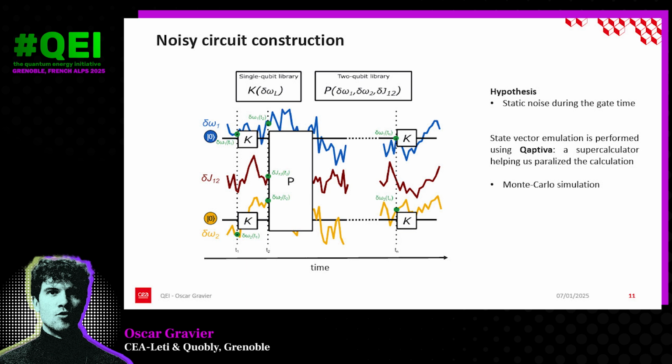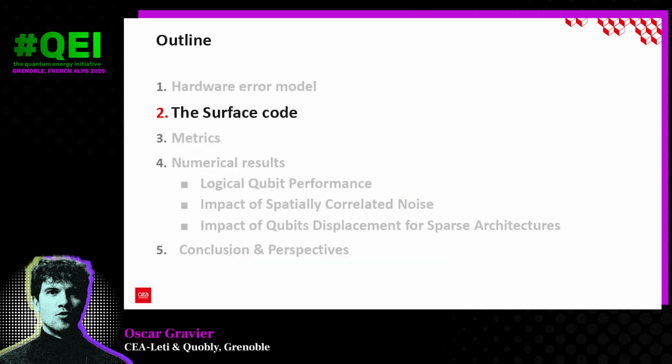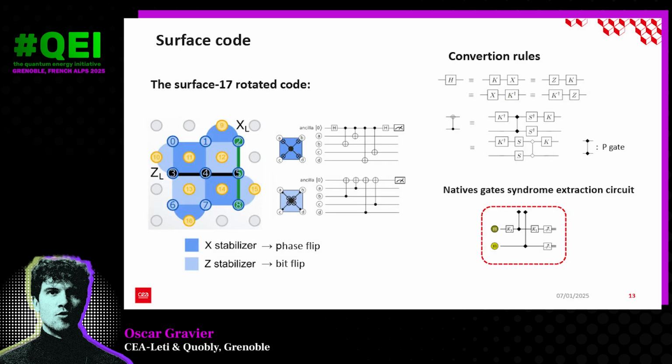So now I've explained how we can simulate a noisy circuit based on a hardware model of spin qubits. And I can switch to the second part, which is the surface code, which I will be working with. In this talk, I will speak about the surface-17 rotated code, which is a distance-3 code. Why? Because it has a very low number of qubits, and as I'm doing state vector simulation, it becomes way too complicated to do simulation with a higher distance.